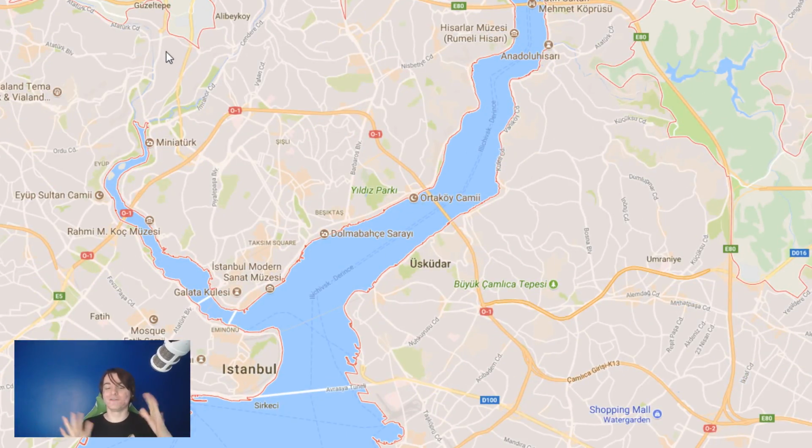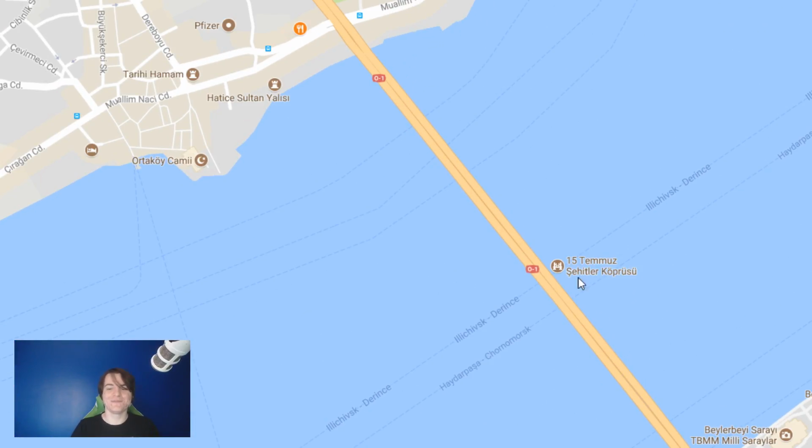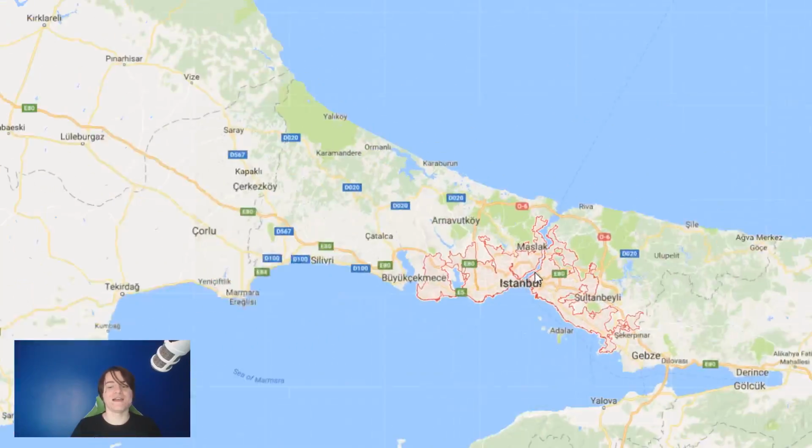So yeah, if you want to have one foot on one continent, one on the other, somewhere in the middle of this bridge is where you'd consider that. But I don't know if I necessarily recommend that. But that is European Turkey.